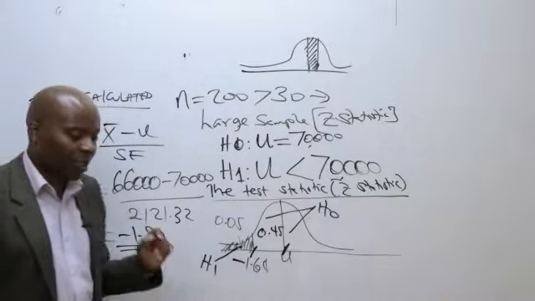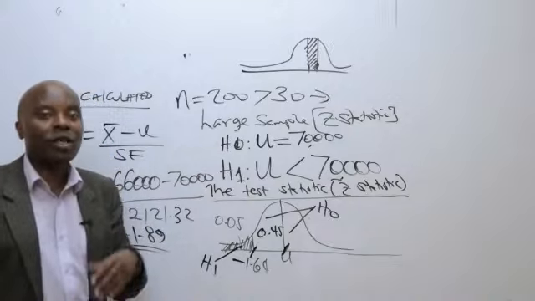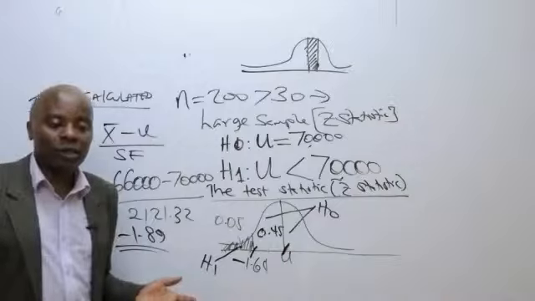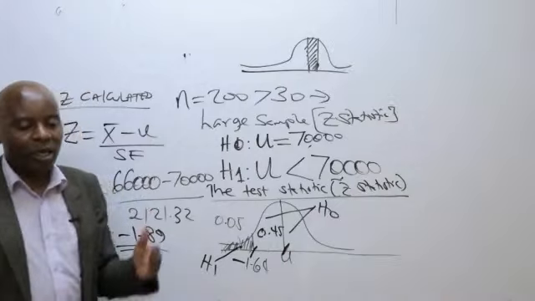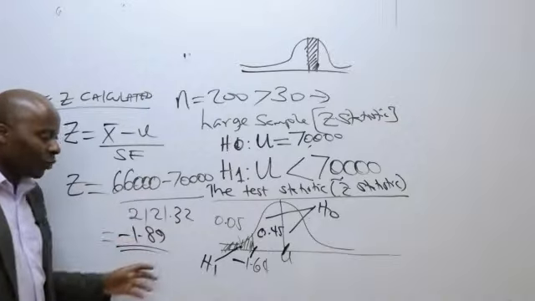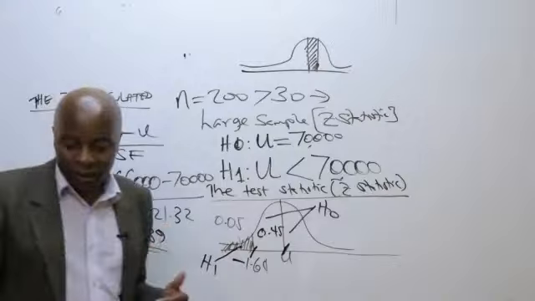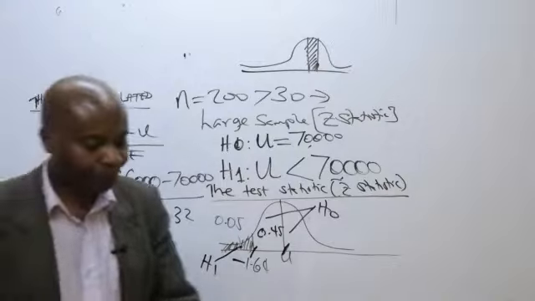Although for us at section 4, we don't go into those details. Yours is to tell us, accept H1 or reject whatever. That is what you're supposed to be telling us. The most important thing is to know where your Z calculated is falling. Is it falling in the H0 region or H1 region? That will be the most important thing for us.